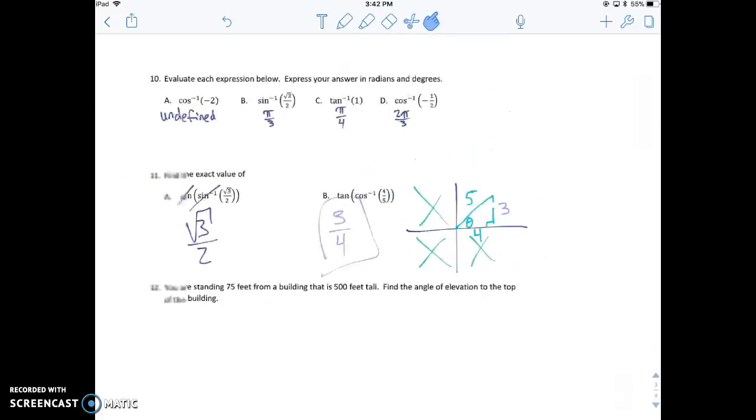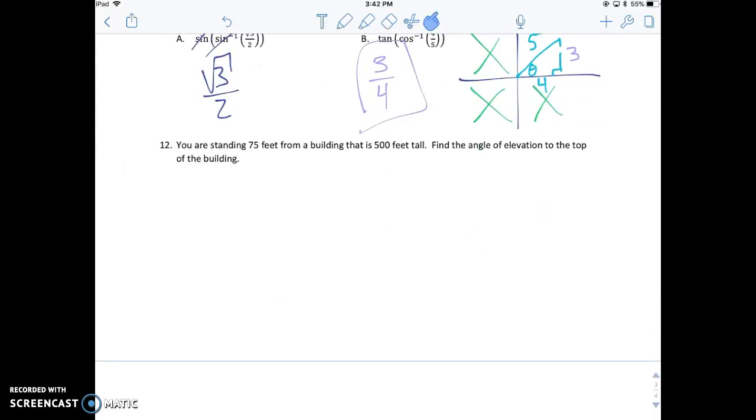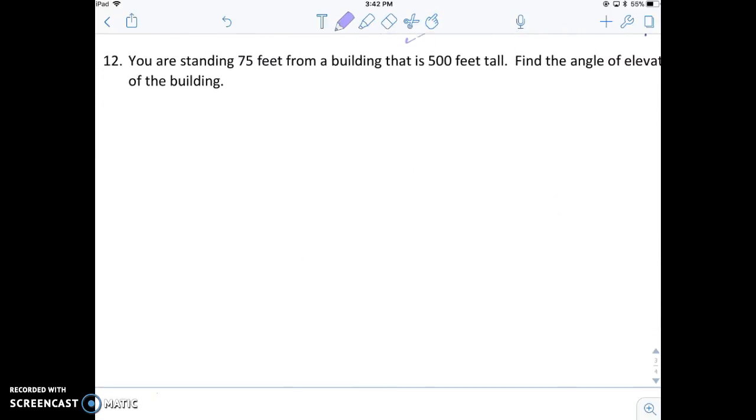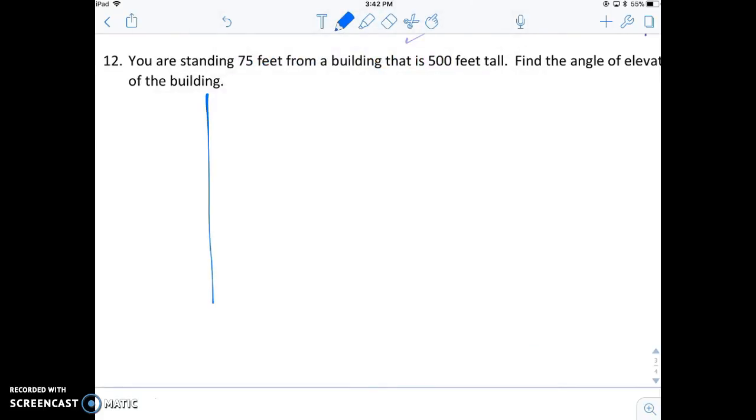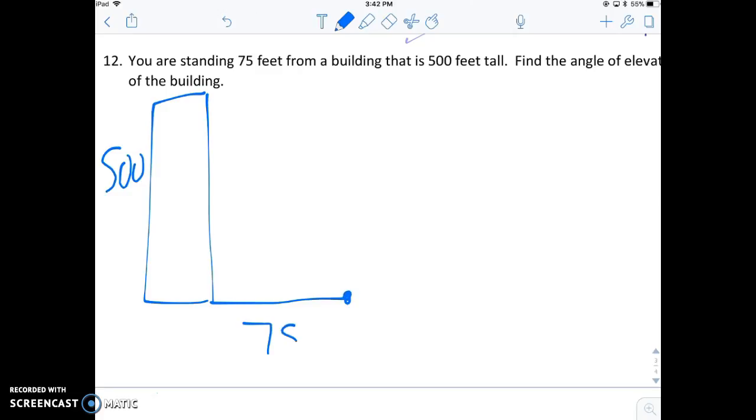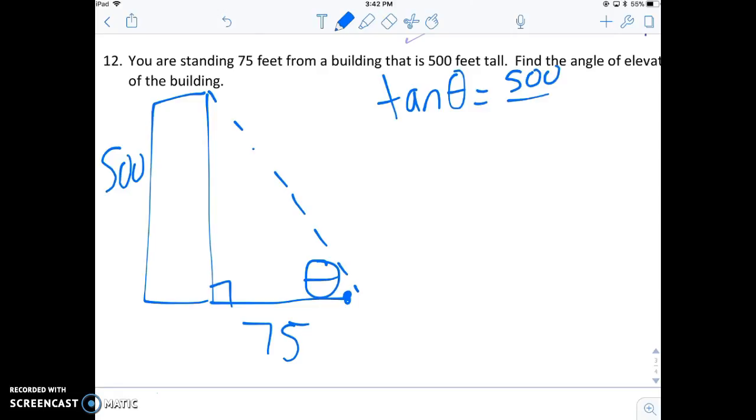Right? And then lastly we have question 12. Just like the last one, a good starting process is to draw a picture. So we're going to have a building that's 500 feet tall. 500 feet. And we're standing 75 feet away at some point over here. And these make a nice right triangle. We're trying to find the angle of elevation, so that's this angle down here, the angle going upwards. So we know that the tangent of this angle, because we have the opposite side and the adjacent side, is going to be 500 over 75.